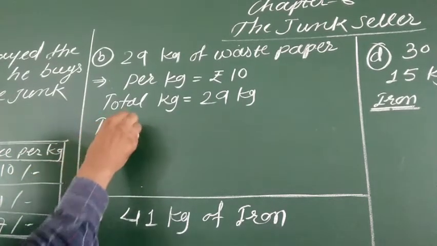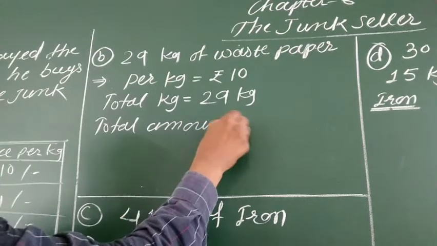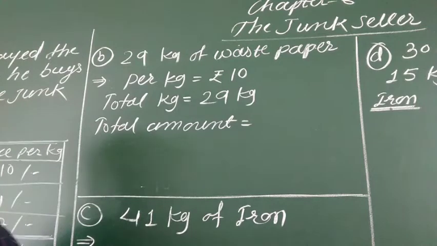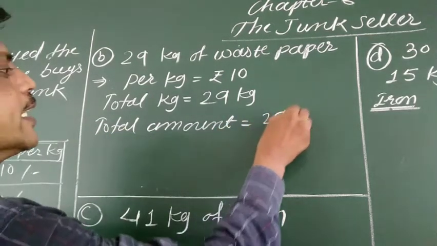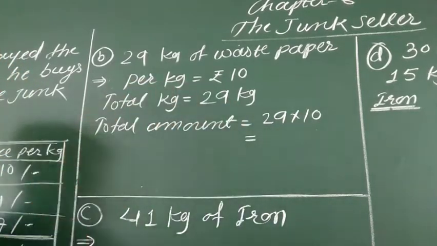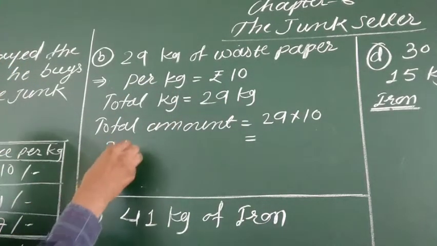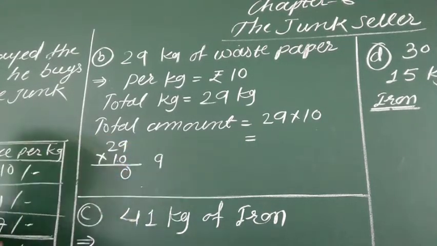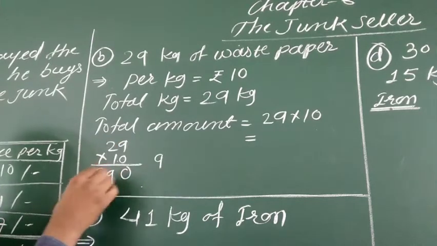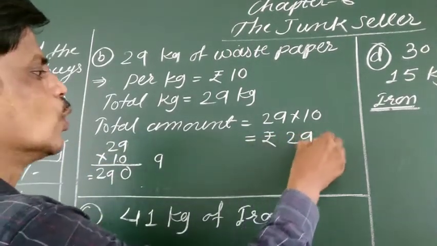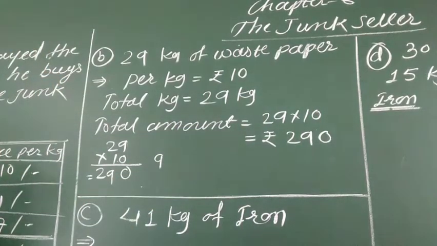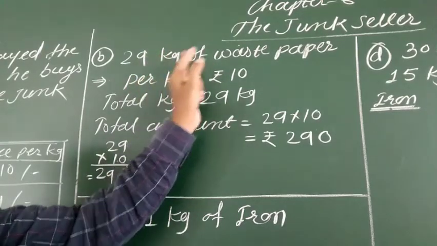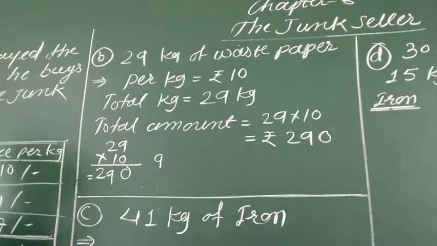And then the total amount. Now, how many rupees do we have to pay here? Total amount will be 29 into 10. Now, multiply this 29 by 10. 10 nines are 90. Carry 9 here. 10 twos are 20 plus 9 is 29, so it is 290. Okay? So this is the total cost of 29 kg of waste paper at the rate of rupees 10 per kg.